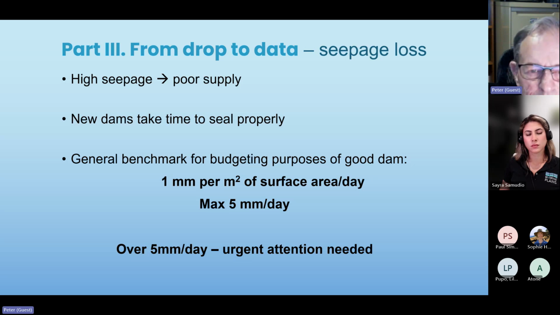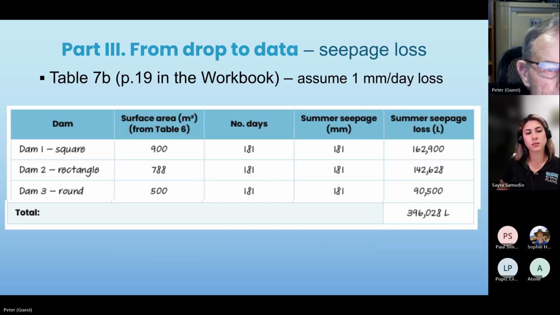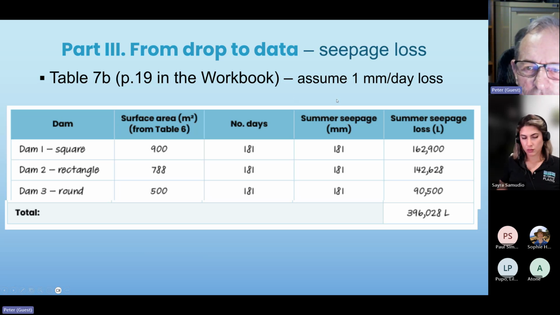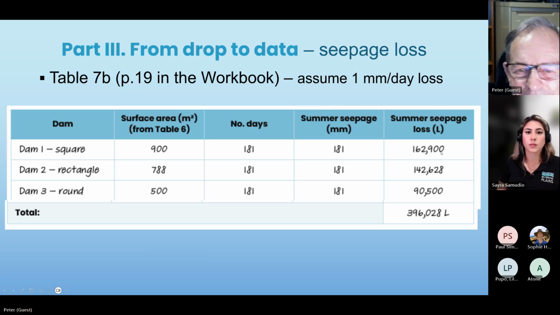But to calculate our seepage loss, we multiply again by our surface area of square metres, which in our square dam is 900. A number of days is 181, and I've assumed we've got a good dam here. It's only 1 millimetre per day loss. Therefore, there's 181 millimetres. And if we multiply those together, 900 by 181, we get 162,900 litres purely of seepage.